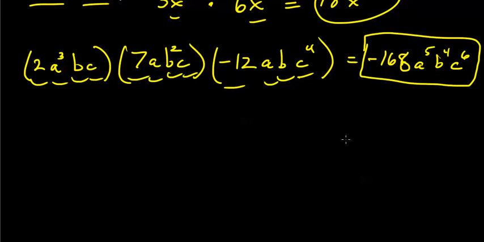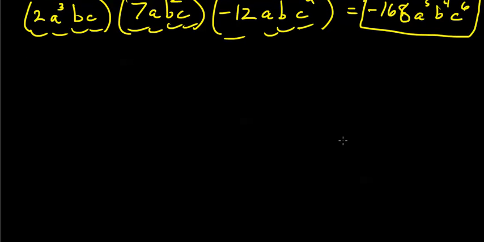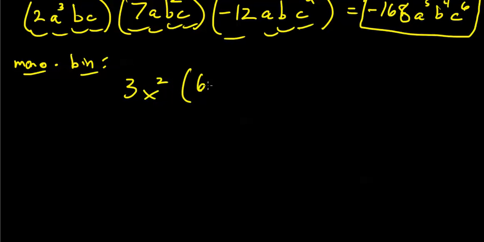Alright, so multiplying monomials times monomials, hopefully not a big deal, and basically depends on our understanding of rules for exponents. Up the ladder we go. Monomial times now a binomial. I'll give you a simple example of that. 3x squared times 6x to the 6th plus 4x squared.